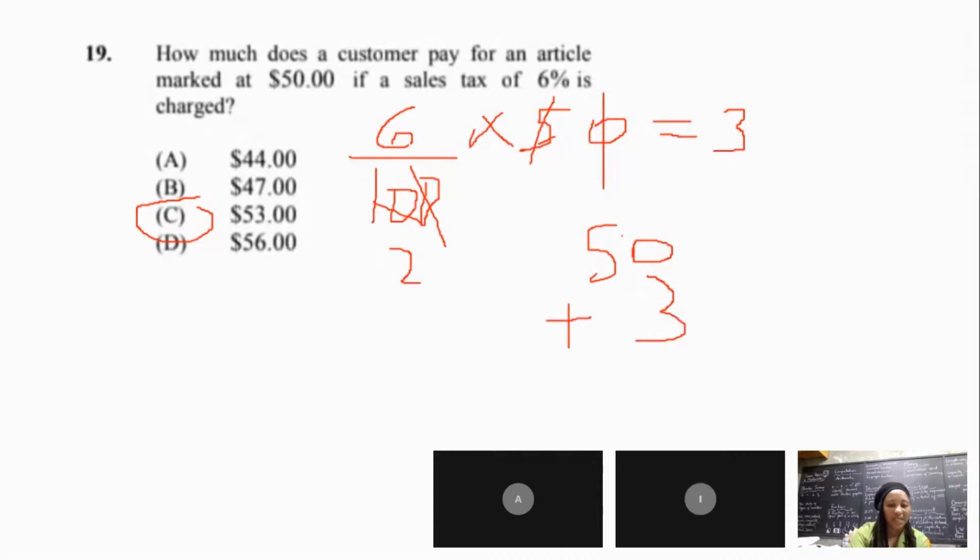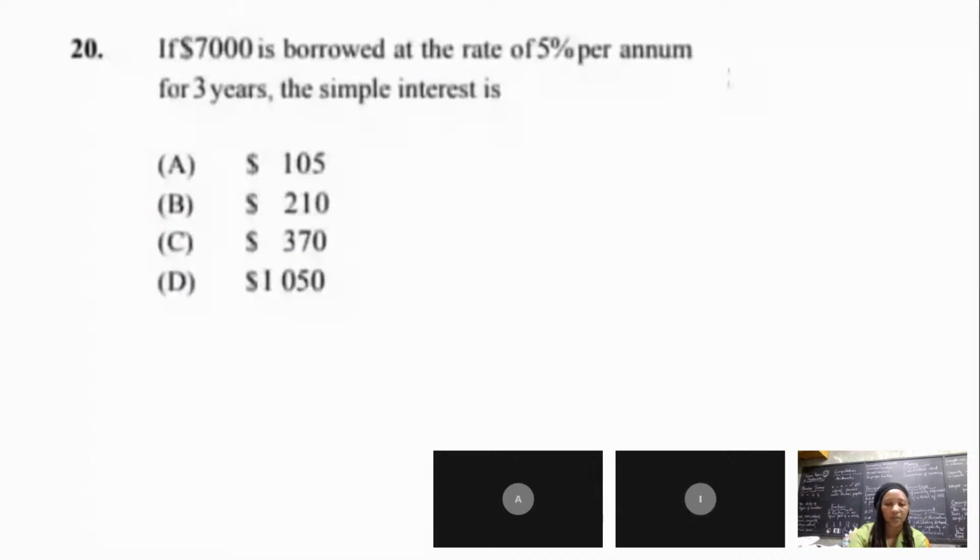And why did we add it? Miss, because it's a tax. All right.